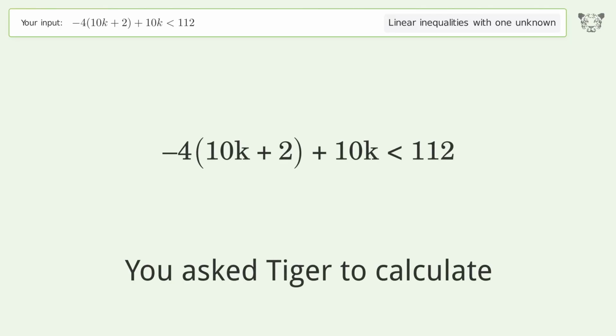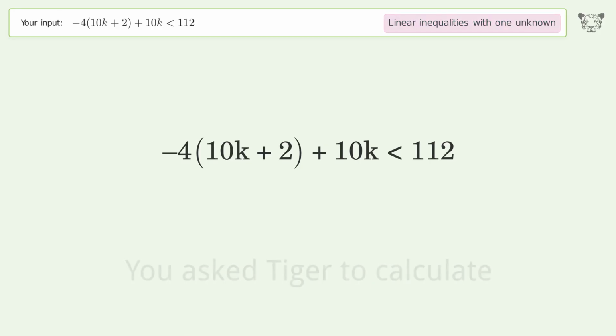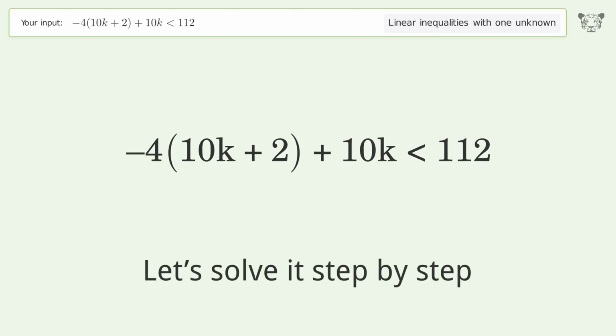You ask Tiger to calculate. This deals with linear inequalities with one unknown. The final result is k greater than -4. Let's solve it step by step.